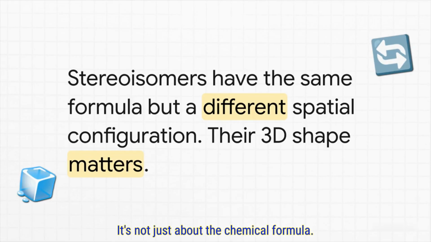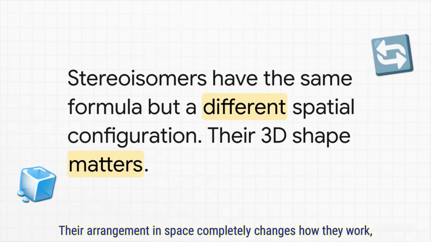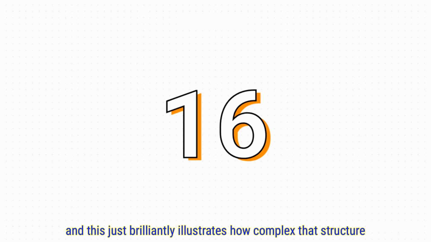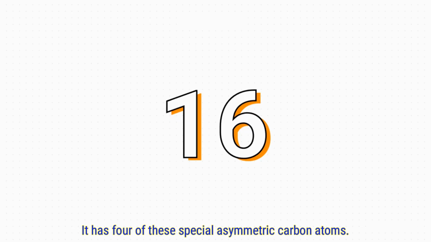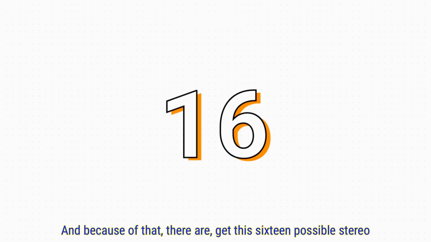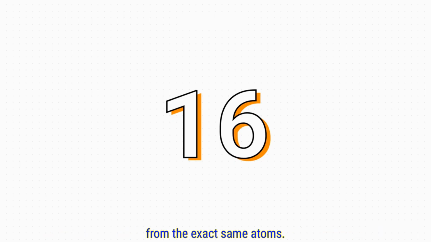See how that works? Now pause for a moment and think about this, because it's a huge deal in biochemistry. It's not just about the chemical formula. Their 3D shape is incredibly important for their function. Their arrangement in space completely changes how they work. And this just brilliantly illustrates how complex that structure can get. Take glucose, for example. It has 4 of these special asymmetric carbon atoms. And because of that, there are, get this, 16 possible stereoisomers. That's 2 to the power of 4. 16 different 3D configurations from the exact same atoms.